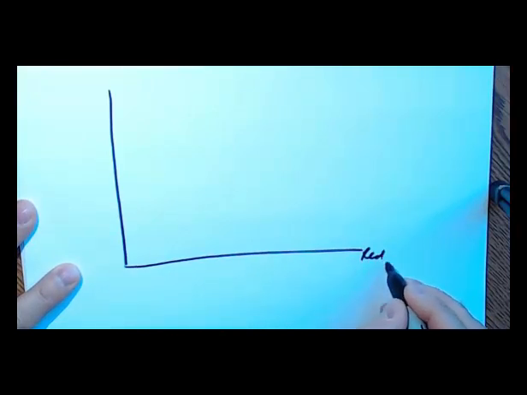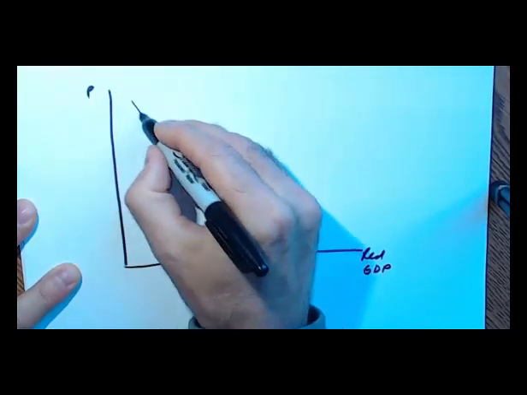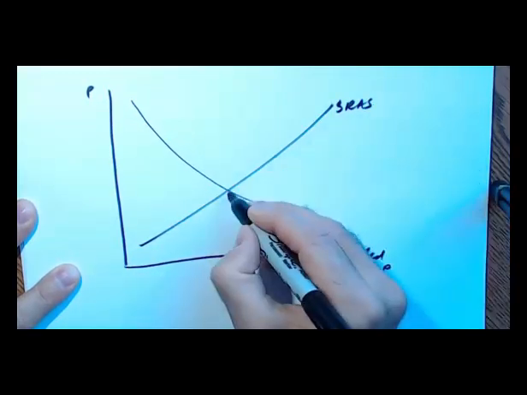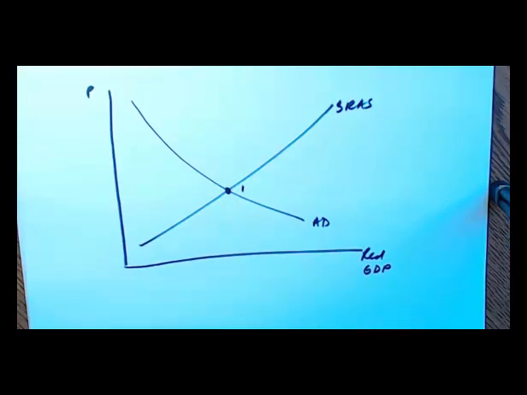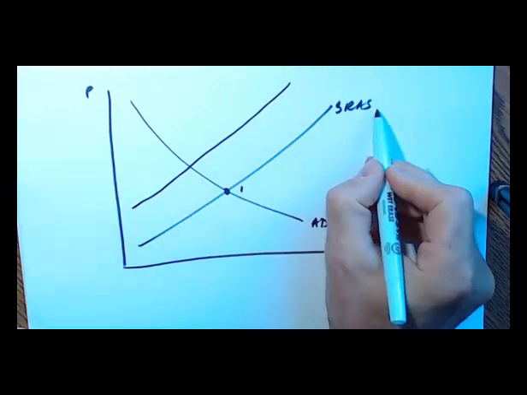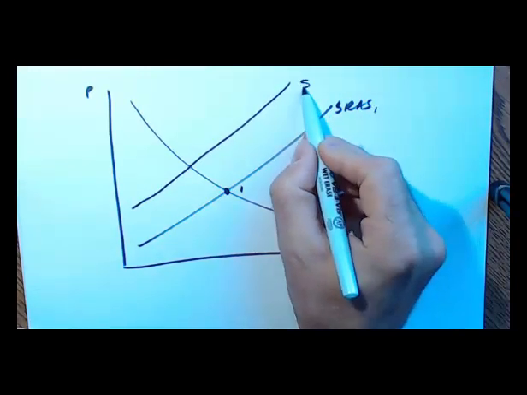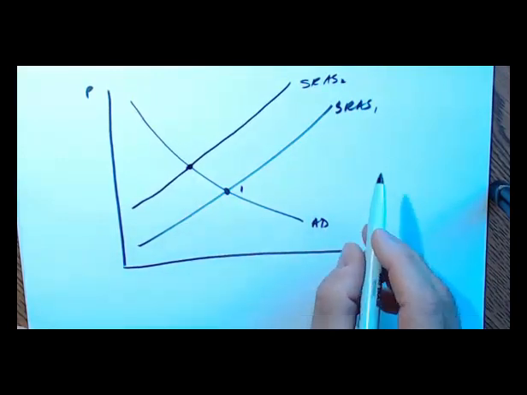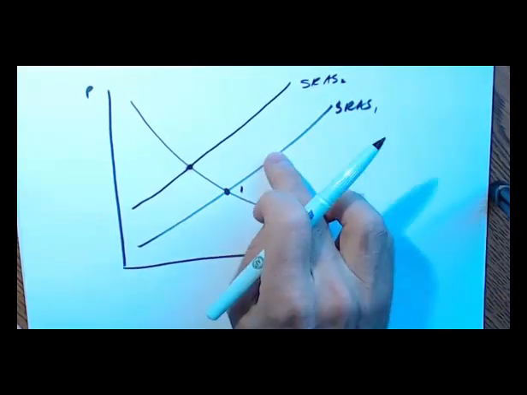So real GDP, price, aggregate demand, short run aggregate supply. Here we are, point 1, and so we're going to have a negative aggregate supply shock. Ooh, so what would that be an example of? Well, that would be oil going up, for example. So we have short run aggregate supply 1, short run aggregate supply 2. So what happens is the price of oil goes up, and oil is an input.